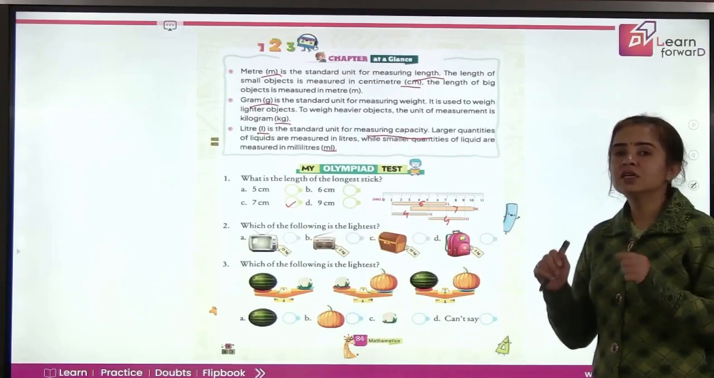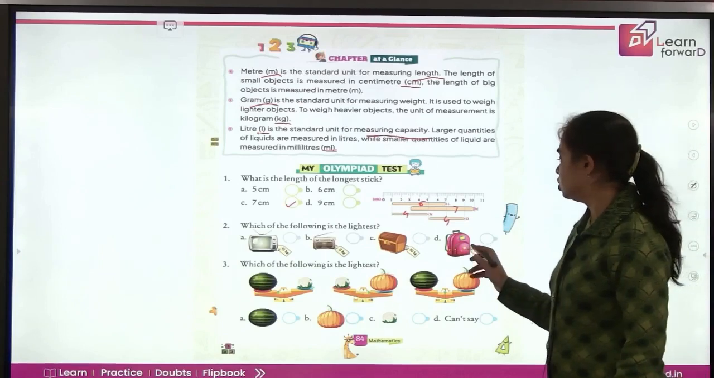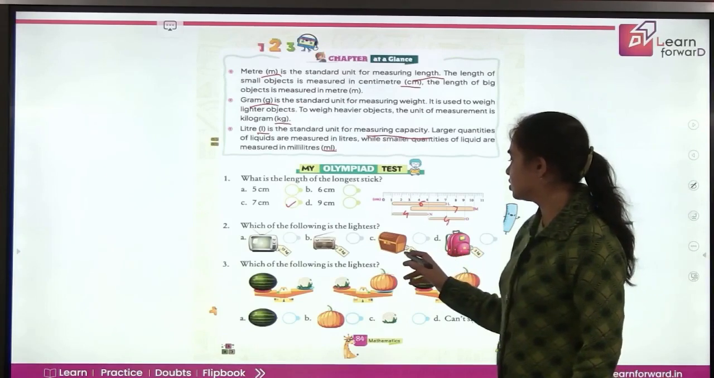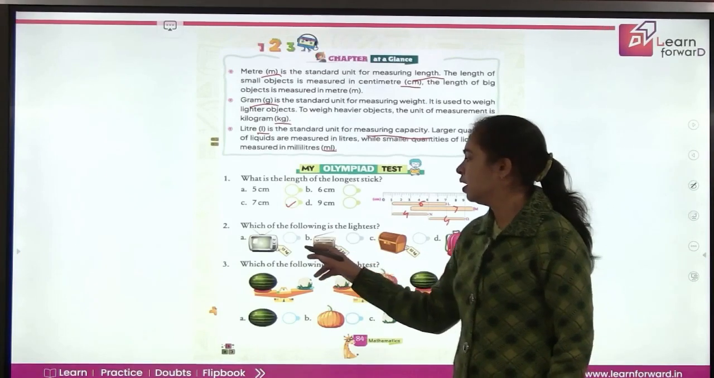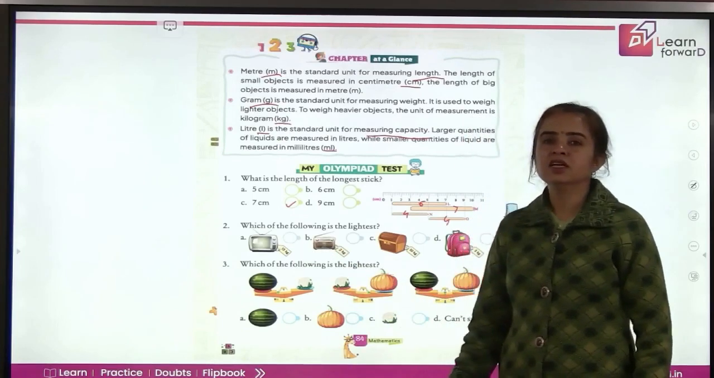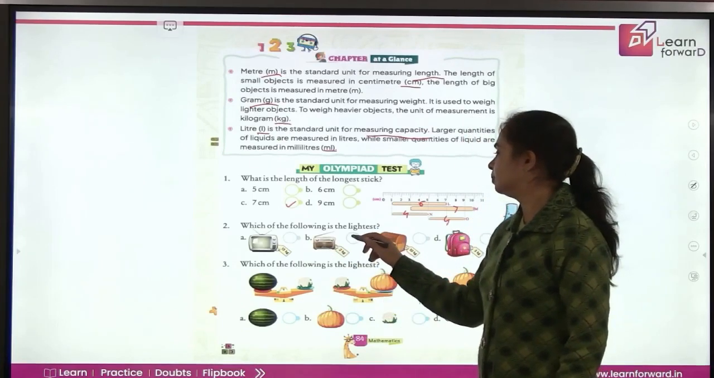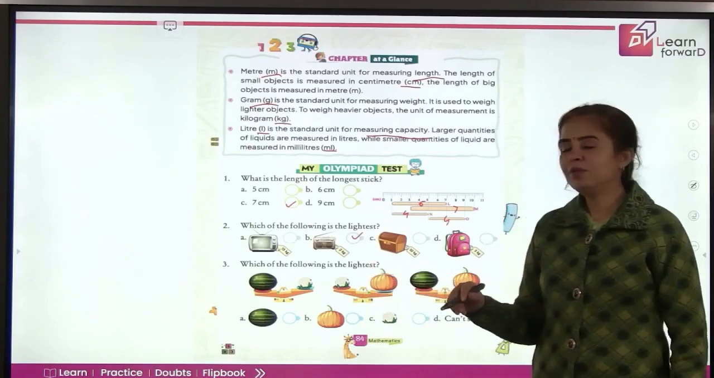Which of the following is the lightest? That means not enough weight. Your bag is 3 kg, this box is 10 kg, this is 2 kg, and this is 15 kg. So, the lightest will be your music system.